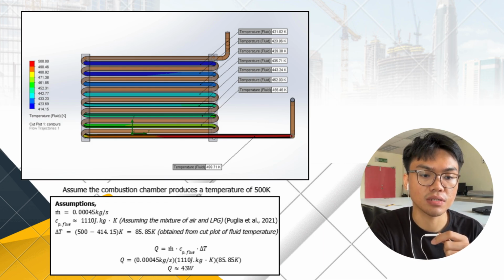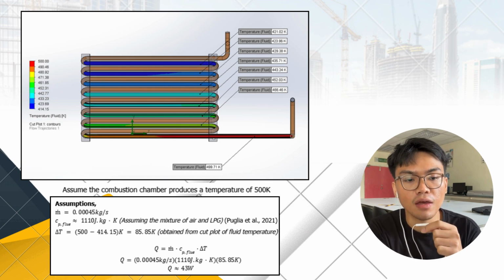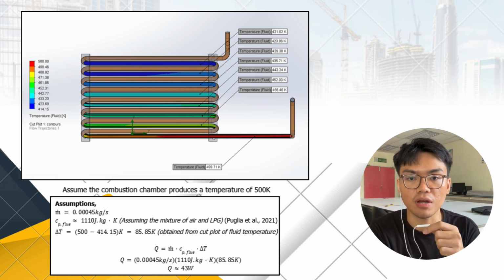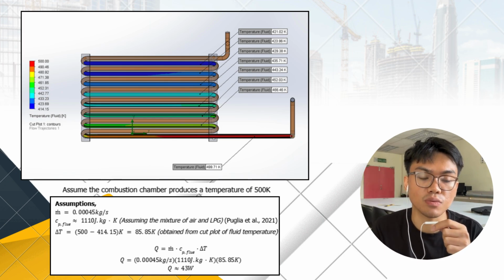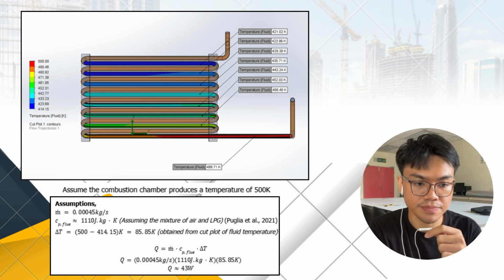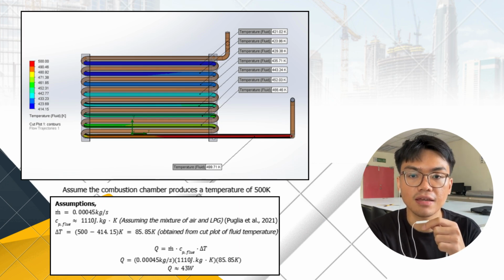Through our calculation, we assume that the mass flow rate is 0.0045 kilograms per second, with a specific heat capacity for flue gas of 1110 joules per kilogram kelvin. And the temperature difference we calculated from our SolidWorks simulation started at 500 kelvins and dropped all the way to 414.15 kelvins, so we have a total difference of 85.85 kelvins. From this radiator pipe simulation, the heat transfer rate was estimated to be approximately 43 watts. This value was then brought forward into the next simulation as the radiator fin heat source.